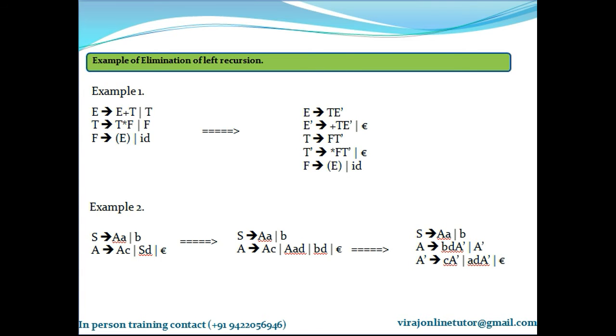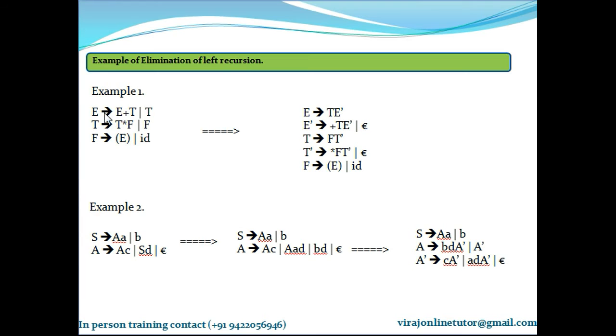How to break down this particular formula? Here, if I just apply the formula, E gives T E dash, and E dash gives plus T E dash or epsilon. Similarly, T gives F T dash, and T dash gives asterisk F T dash or epsilon. Since F is not starting with the symbol F on the right hand side, it does not have an immediate or direct left recursion. So that is kept as it is. Clear? So this is how to eliminate direct left recursion.